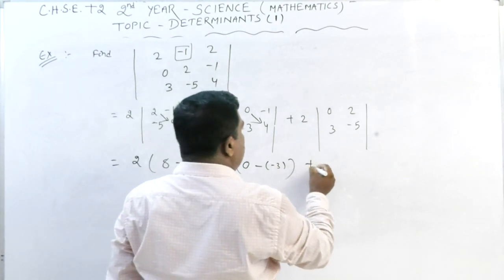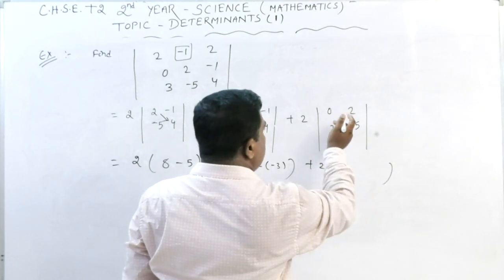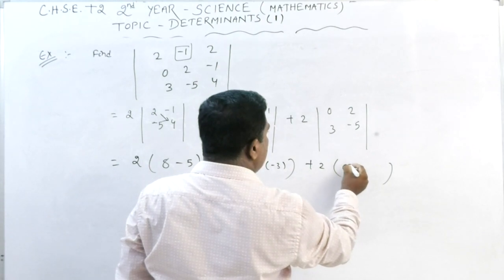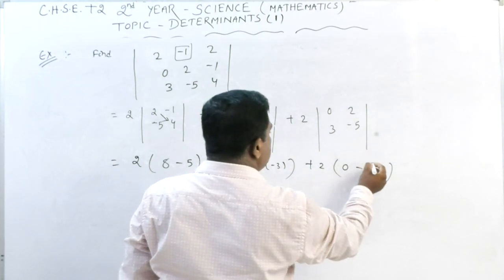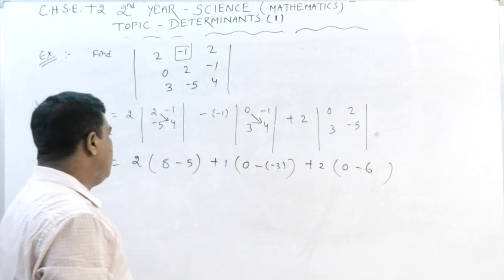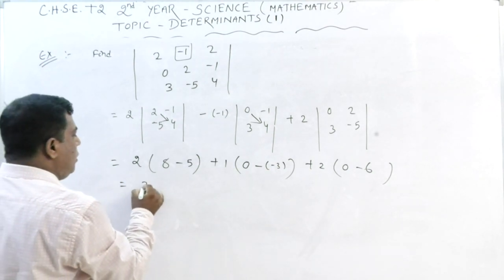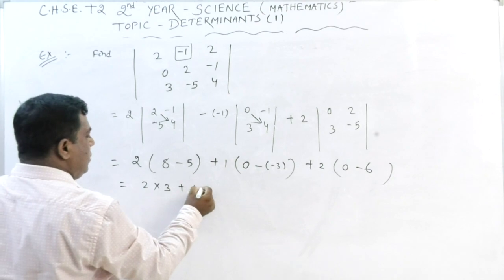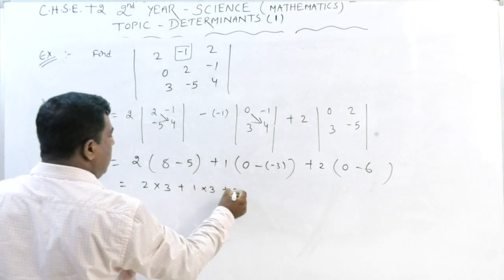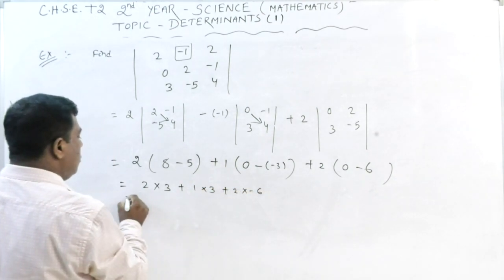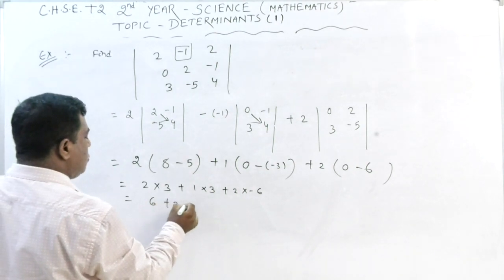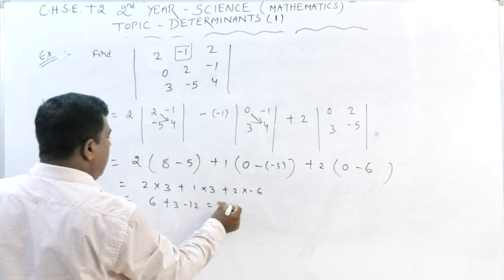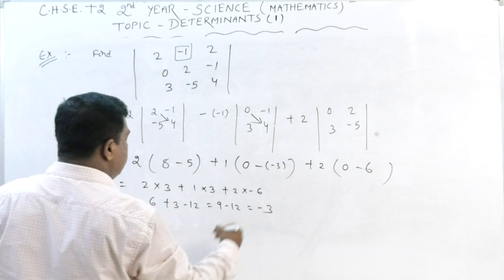Then again 2 is there. Again how is it evaluated? 0 into minus 5, it is 0. Minus 3 into 2, 6. Okay. So what did we obtain? 2 multiplied with 3, 1 multiplied with 3, 2 multiplied with minus 6. So it is 6 plus 3 minus 12. So 9 minus 12, the value is minus 3.